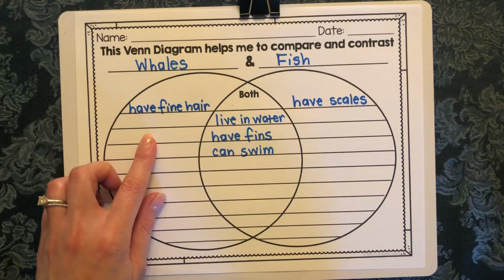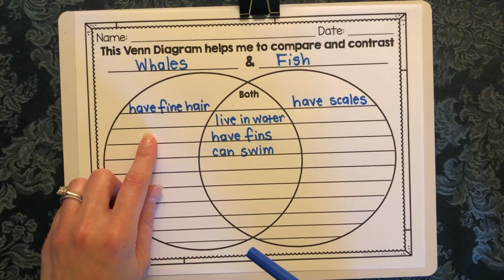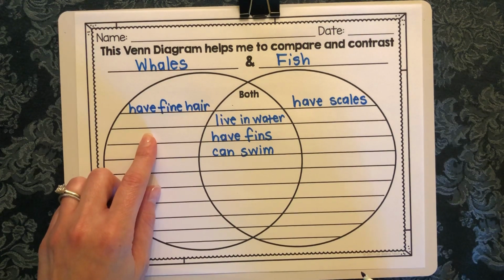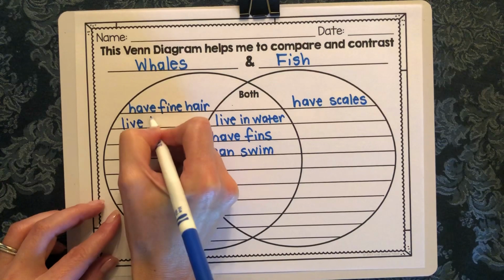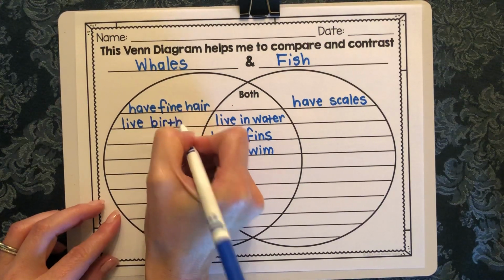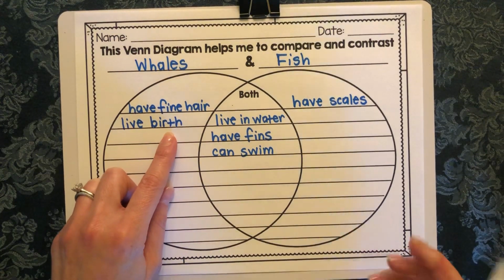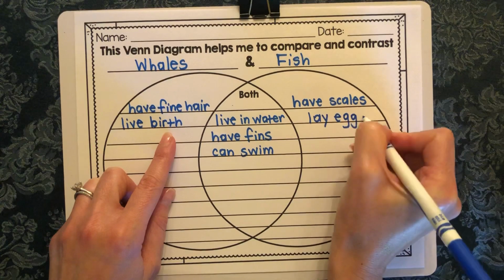Well, whales are mammals, and so how are they different from fish? Whales, how do they give birth to their young? They're mammals, and so they give birth to live babies, and so they have live births. But how are they different from fish? Well, fish, they lay eggs. They do not have live birth. So whales are different from fish because fish lay eggs. And that is how they are different.